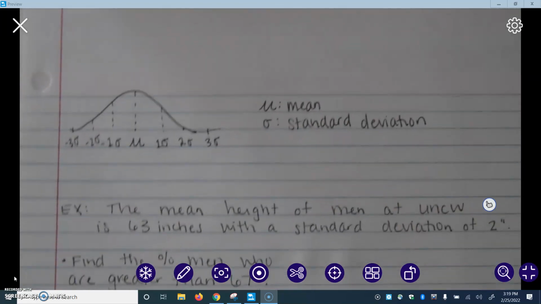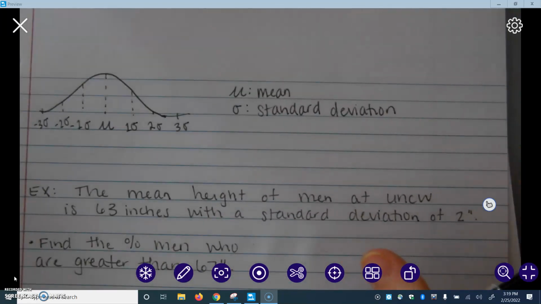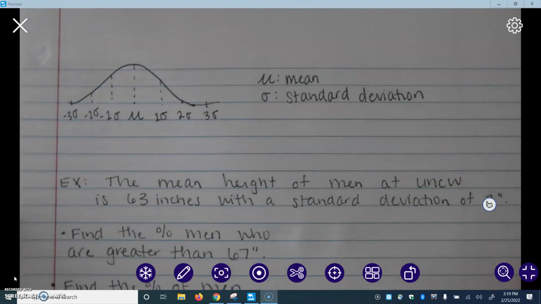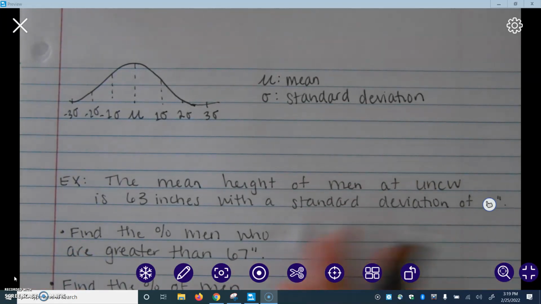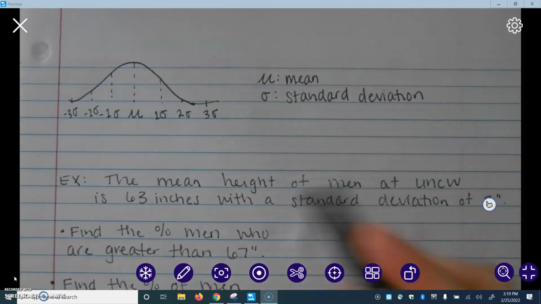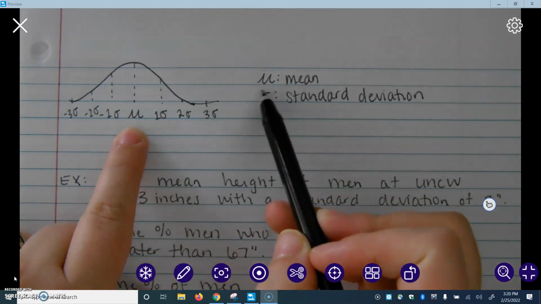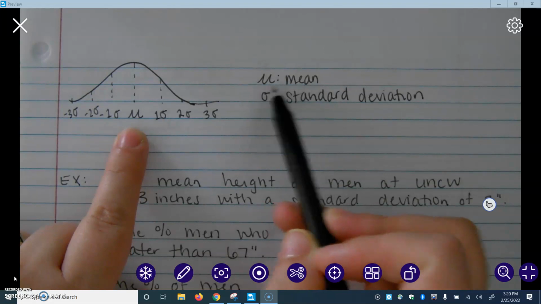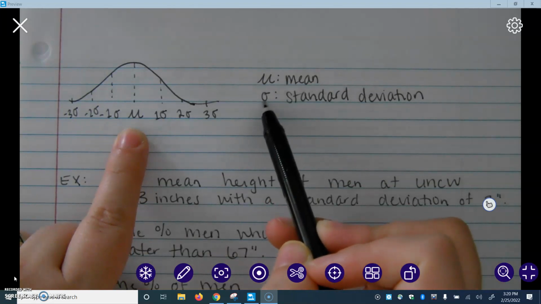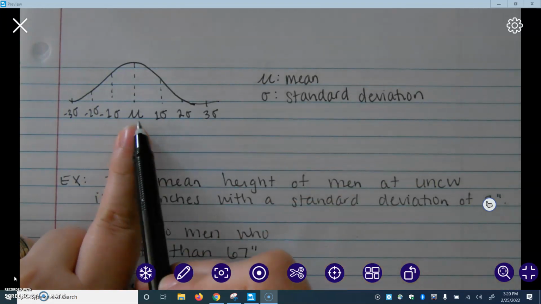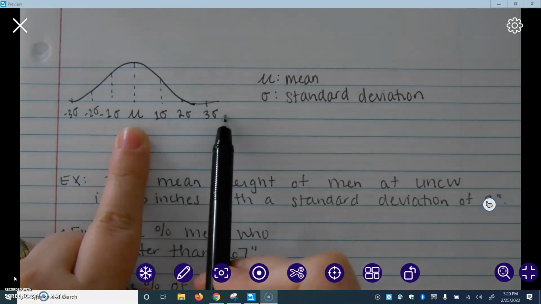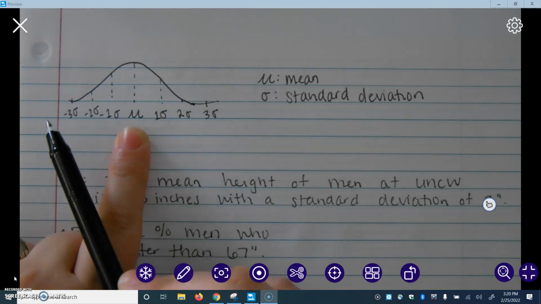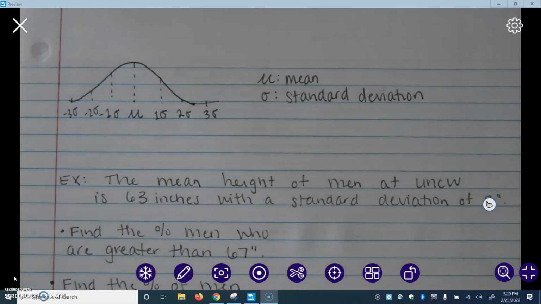All right, in this video, we are going over the normal curve. So I will type this up and then you can grab it so that you can take notes and follow along. The normal curve symbols are mu for the mean and that weird looking sigma for standard deviation. The mean should be at the middle. And we typically only go 3 standard deviations above and 3 standard deviations below the mean.